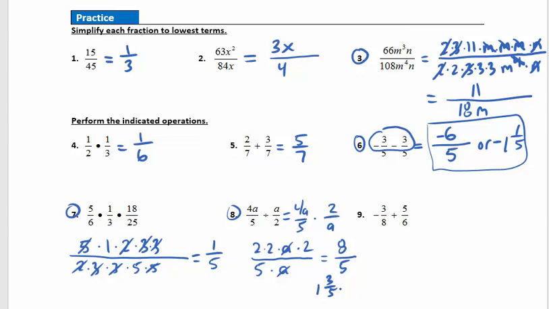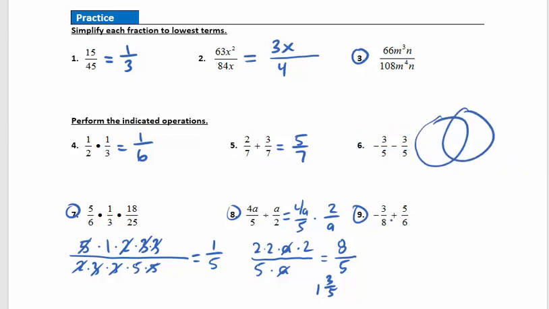Okay, question 9. Here I'm adding fractions, but I don't have a common denominator. So we need to build a common denominator. Let's go ahead and use a Venn diagram to do this. 2 circles that overlap. One of these circles is for 8.